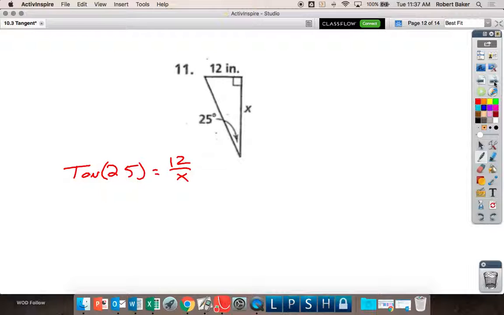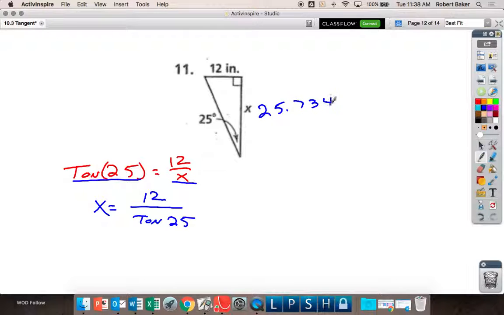Okay, let me finish this up. So x on the bottom, what happens? It switches places. All of this and all of this swap locations. So 12 divided by tangent of 25. One more time, Aaron. 25.7.